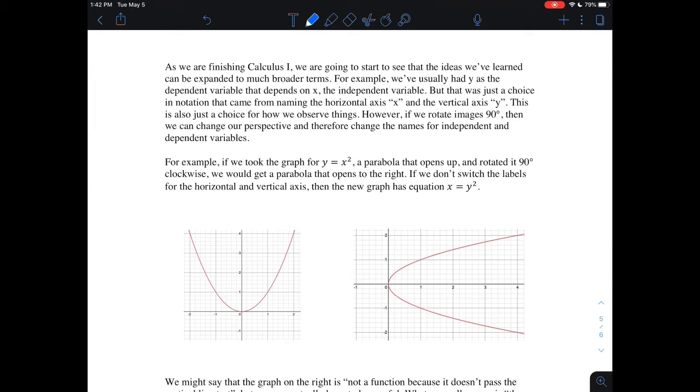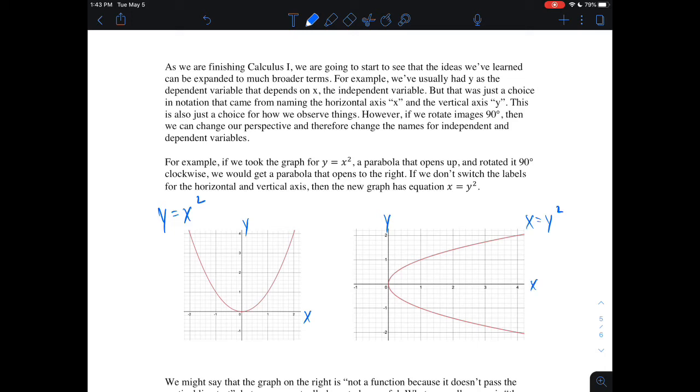However, if we rotate images 90 degrees, then we can change our perspective and therefore change the names for independent and dependent variables. So for example, if we took the graph for y equal x squared, a parabola that opens up, that would be this graph here on the left. If we took that and rotated it 90 degrees clockwise, we would get a parabola that opens to the right. This is the picture that's on the right-hand side. If we don't switch the labels for the horizontal and vertical axis, meaning if we keep horizontal as x and vertical as y, then the new graph has an equation that is x equal y squared.